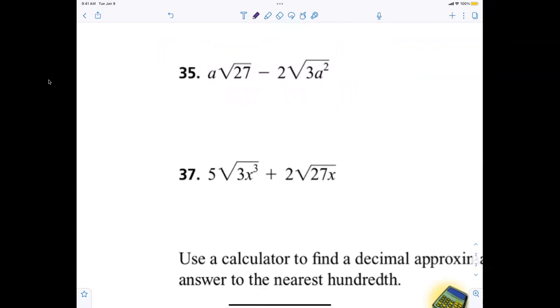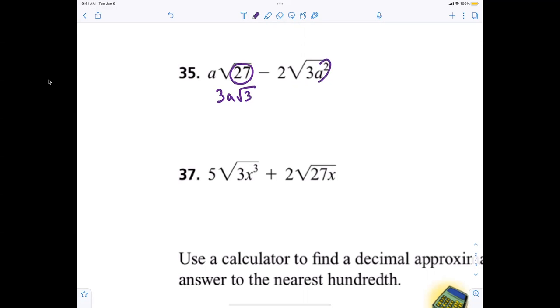Now, again, I threw in a couple variables here to see if you're okay with that. Again, 27. Everybody should be able to look at that now and say, I just know that's what? 9 and 3, so the 9 comes out as a. Eventually you're going to stop saying 9 and 3, you're just going to tell me it's 3 radical 3, but there's an a out in front, so that's what, 3a radical 3, everybody good with that?